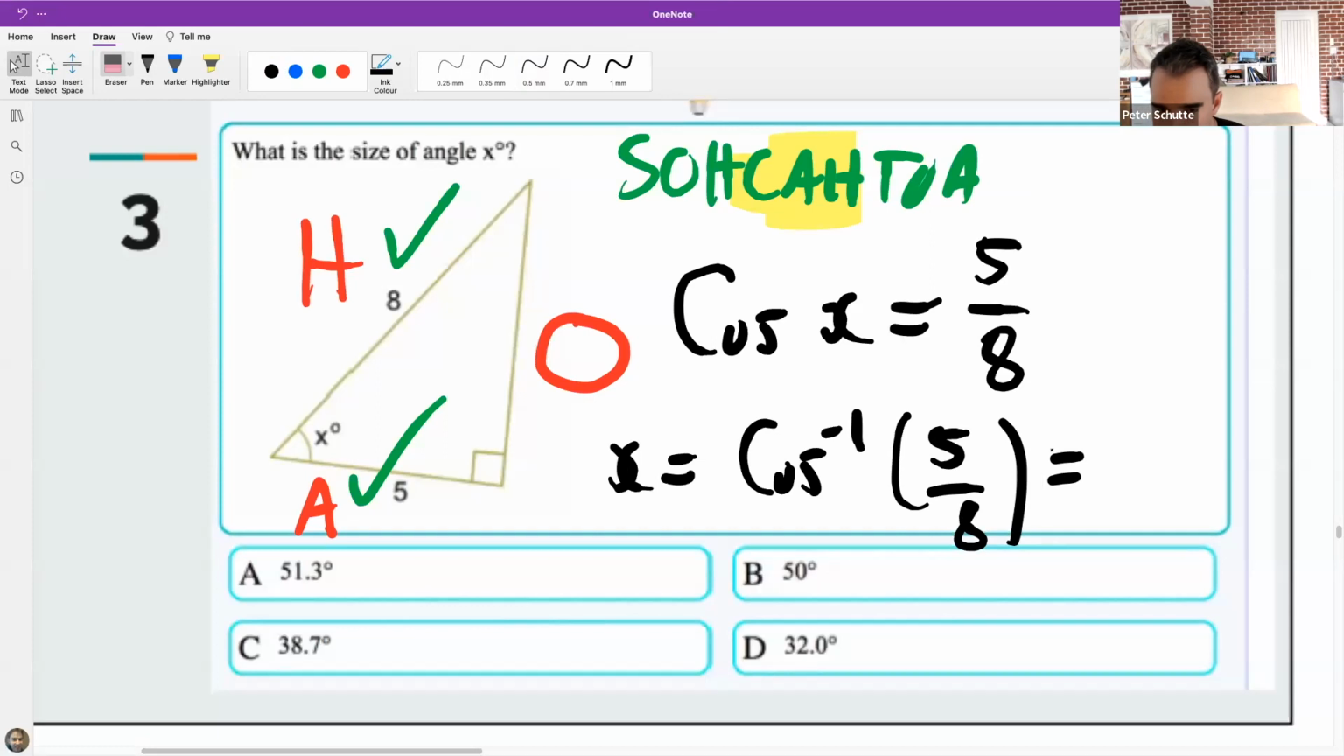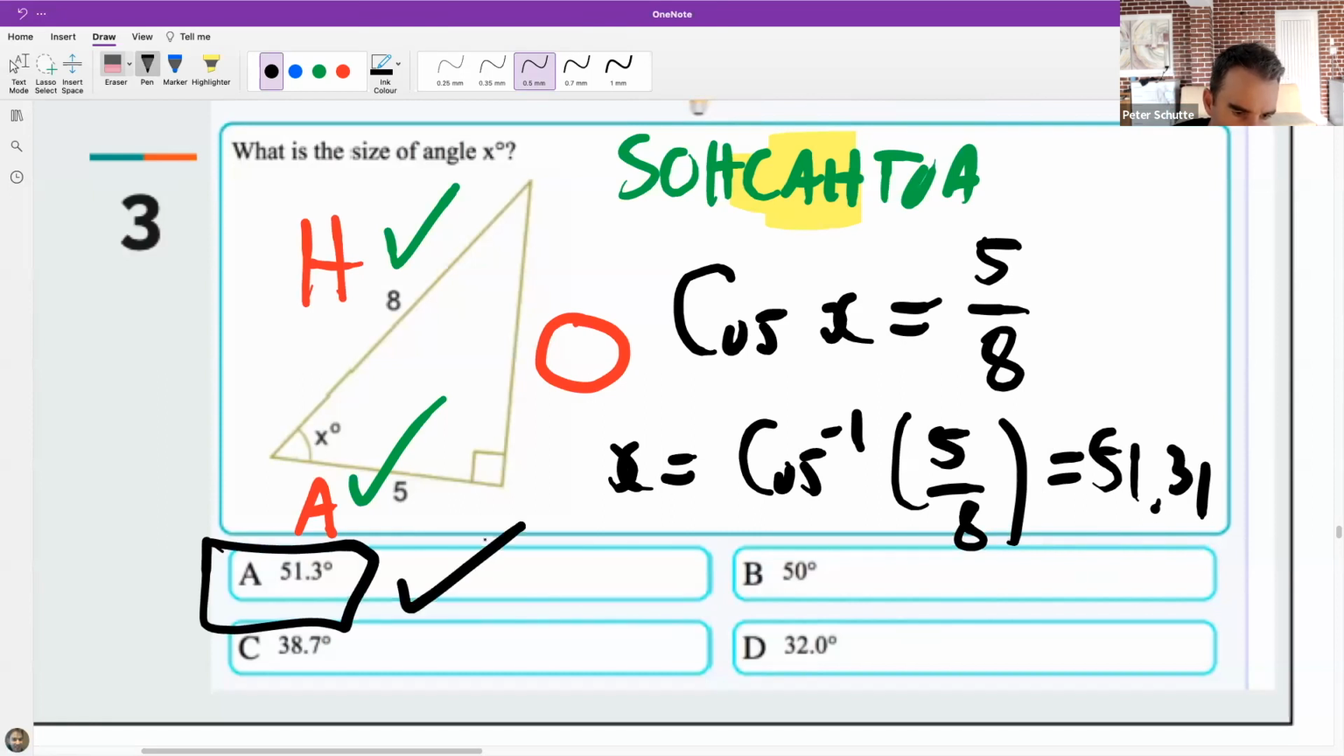So inverse cos 5 over 8, or sometimes they say arc cos, but that sounds a bit fancy. 51.31, which is A. So 51.31, and that is A.